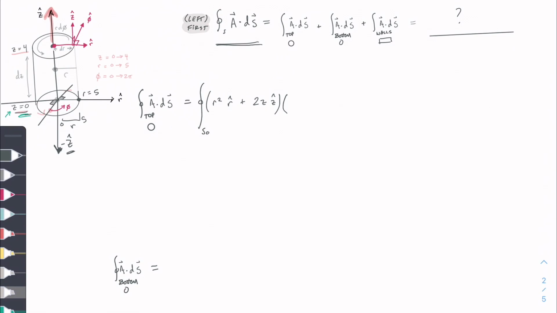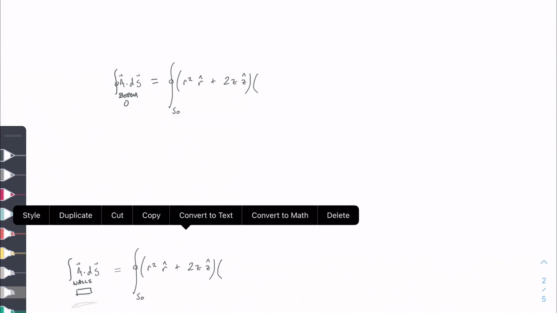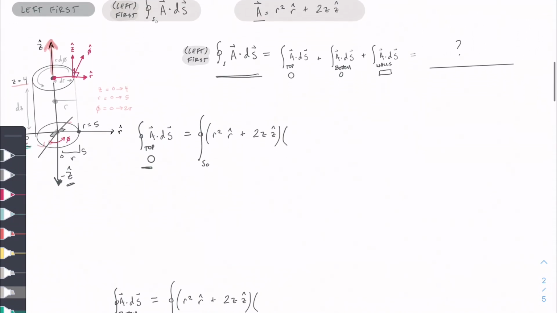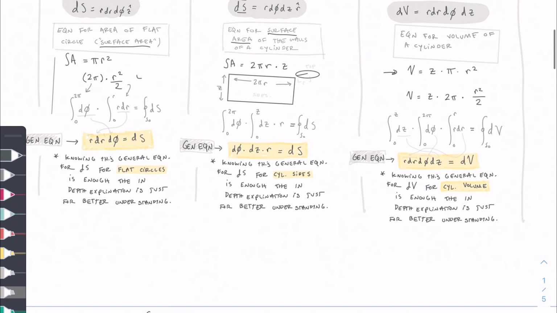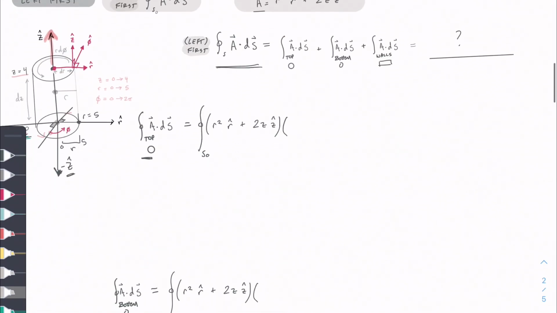So the dS for this particular surface is the top circle. I'm going to go ahead and paste all of these down here, because we're going to find the differential surface for all of them. So we're going to set all three of them up, and then we're going to solve all three. So for the top, what is our top here? So let's go up. We have a circle. So we are going to take the expression for the differential surface for a circle.